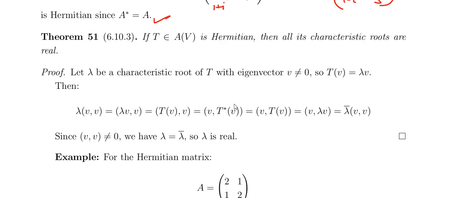And if T is Hermitian, then all its characteristic roots are real. That is very important. So it is a very simple proof. How to prove it: lambda is the characteristic root of T, with corresponding eigenvector V. Then T of V equal to lambda V. So lambda of V comma V is nothing but lambda V, where lambda is any eigen root, that is a characteristic root, eigenvalue. So lambda V comma V is nothing but T of V by the definition, because of its a characteristic root.